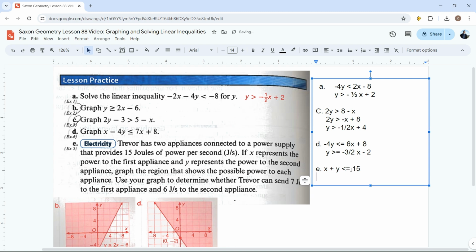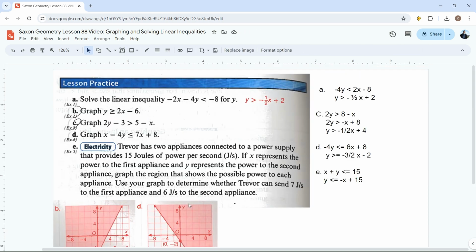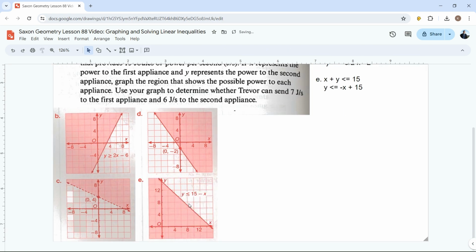I need to rearrange this and get this to slope-intercept form. That's going to look like this. y is less than or equal to negative x plus 15. And then I can graph this because I'm in slope-intercept form. My graph is going to look like this. I'm going to cross the y-axis at 15. Okay, so here's 15. That's where I cross.